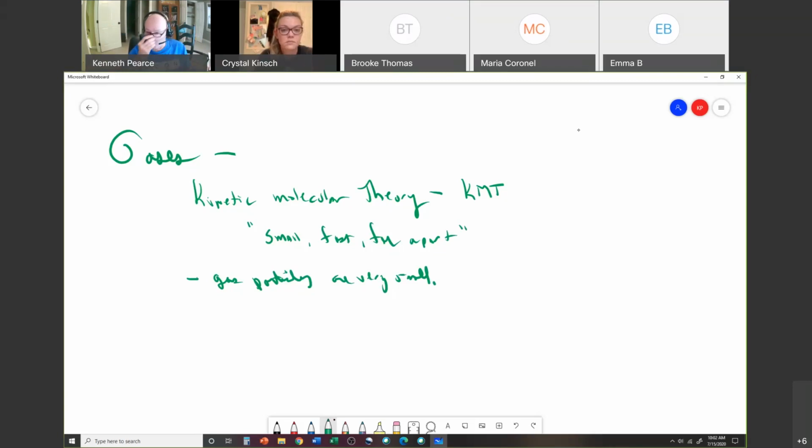And nitrogen molecules are small. Oxygen molecules are small. There's a nitrogen molecule, and here is an oxygen molecule. And hopefully everybody knows what the geometry is of these two gas molecules. They're both linear, right? They're two bonded, no lone pairs.